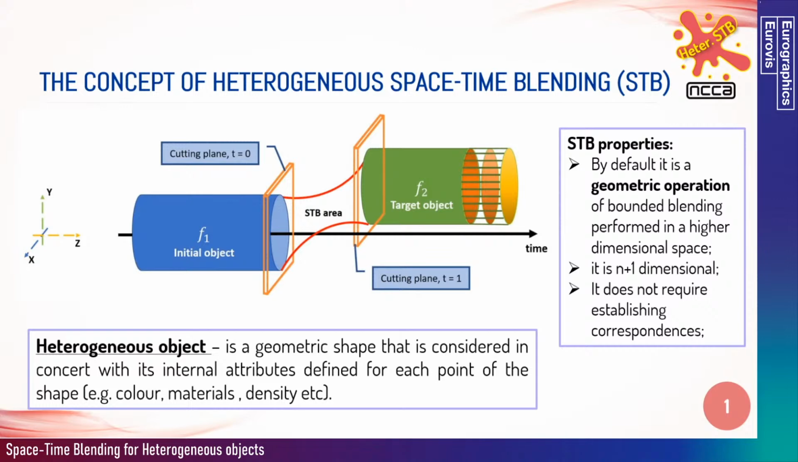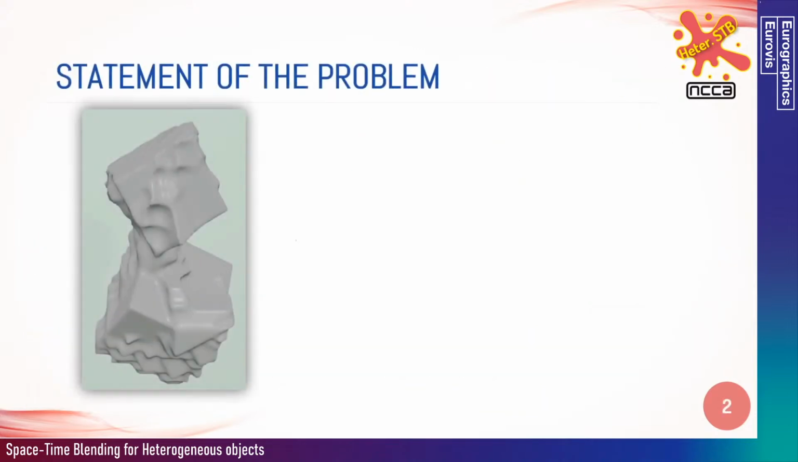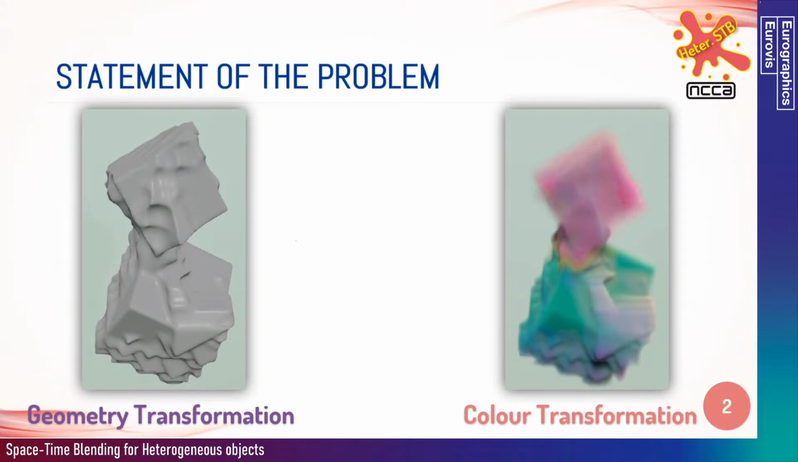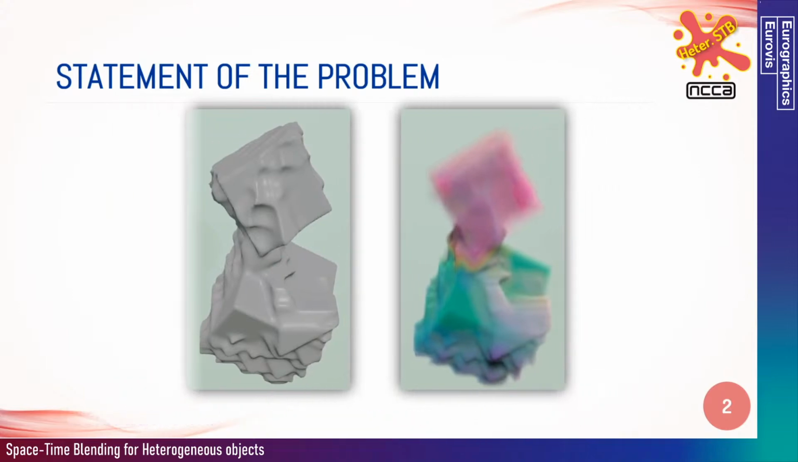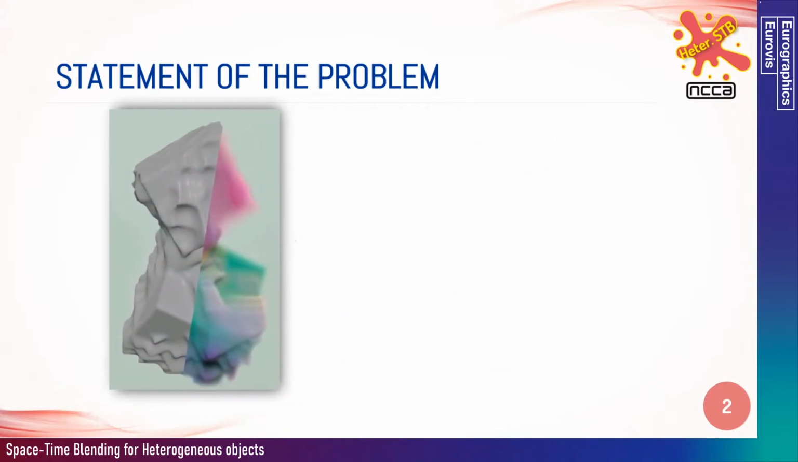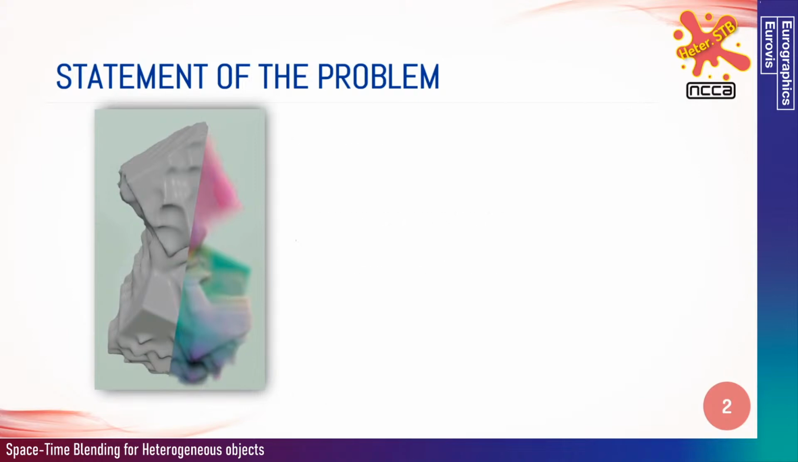A heterogeneous object is a geometric shape that is considered in concert with its internal attributes defined for each point of the shape. For example, a simple scheme of such objects is the green cylinder shown in this slide, which has a gradient color distribution in its interior. Let's consider that we have geometrical and color transformations that we have obtained somehow separately. We would like to combine these two transformations together to obtain a general approach in which geometry and color transformations will happen simultaneously and interconnectedly.